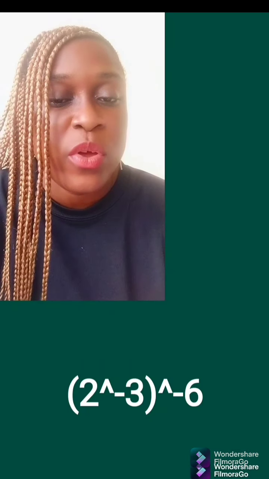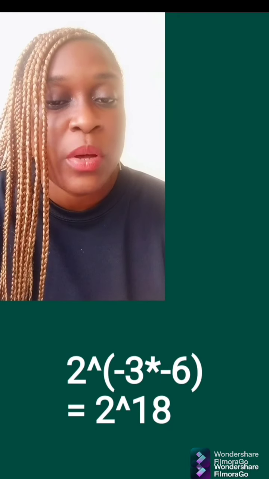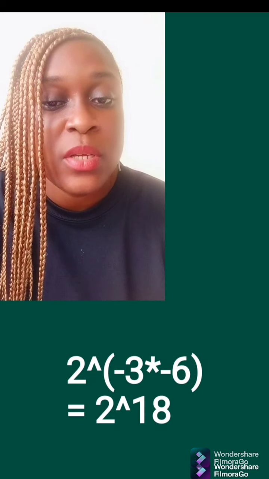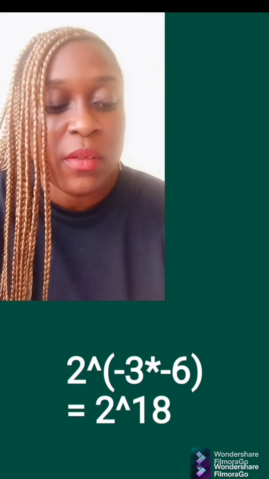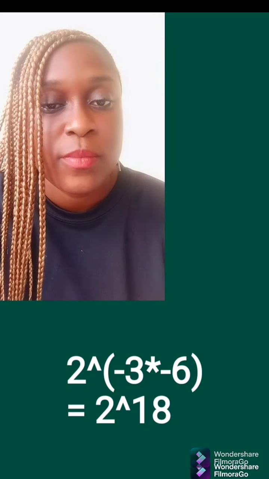Okay, so let's take this example. We have 2 raised to power minus 3 in brackets raised to power minus 6. So how do we get this answer? Our answer is 2 raised to power minus 3 times minus 6. So we know that minus 3 times minus 6 will give us 18. So our final answer is 2 raised to power 18.